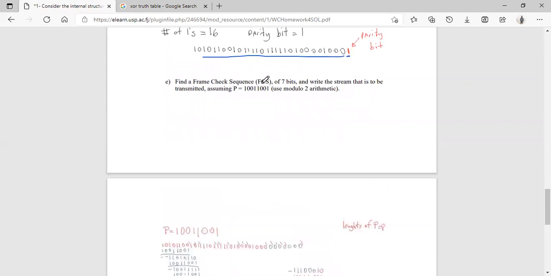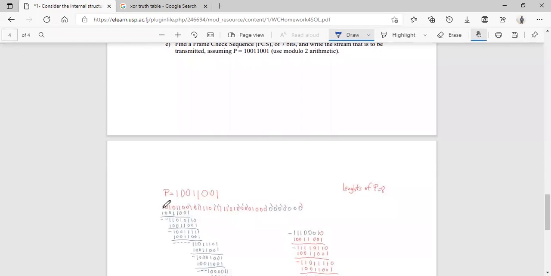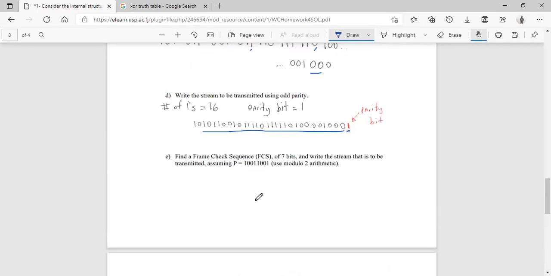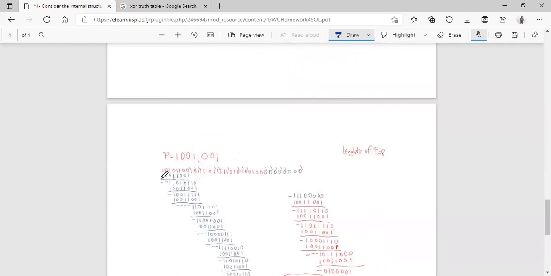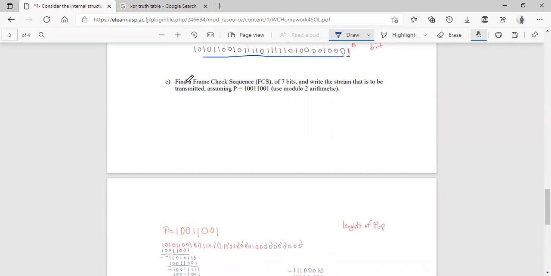And we start with the first one, the first one that we have in our data stream. In this particular case, the first one is this one. We have written the data stream, which is what we got from part C. We pair it with n zeros, which depends on the number of bits of the frame check sequence. So we pair the data stream with 7 extra zeros, and this is what we get.